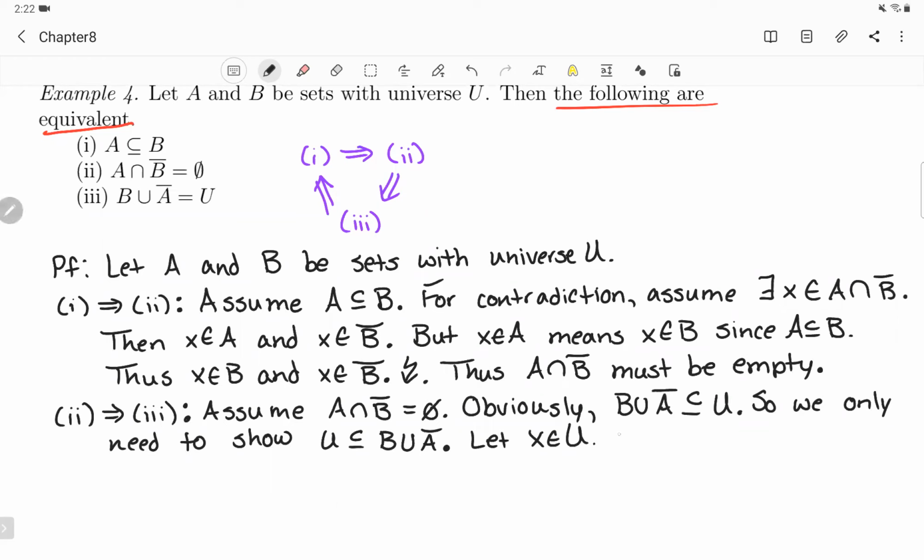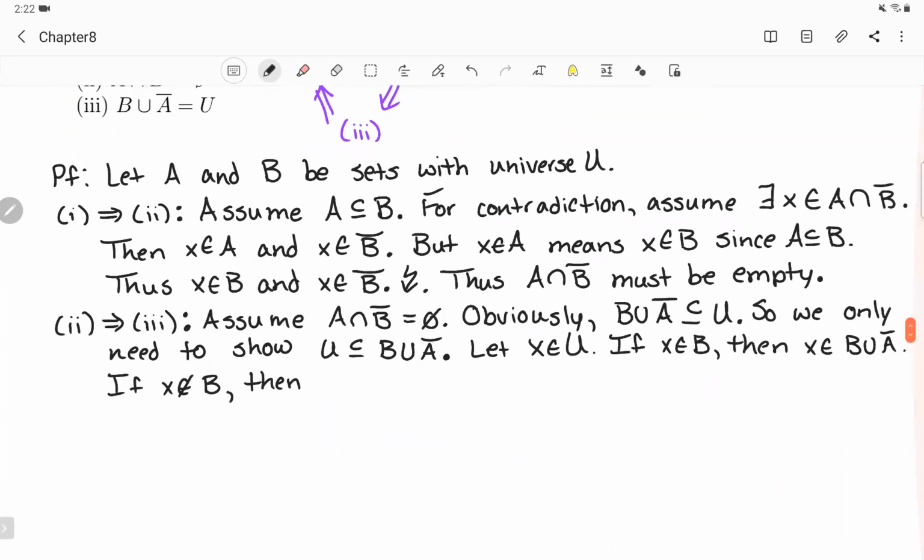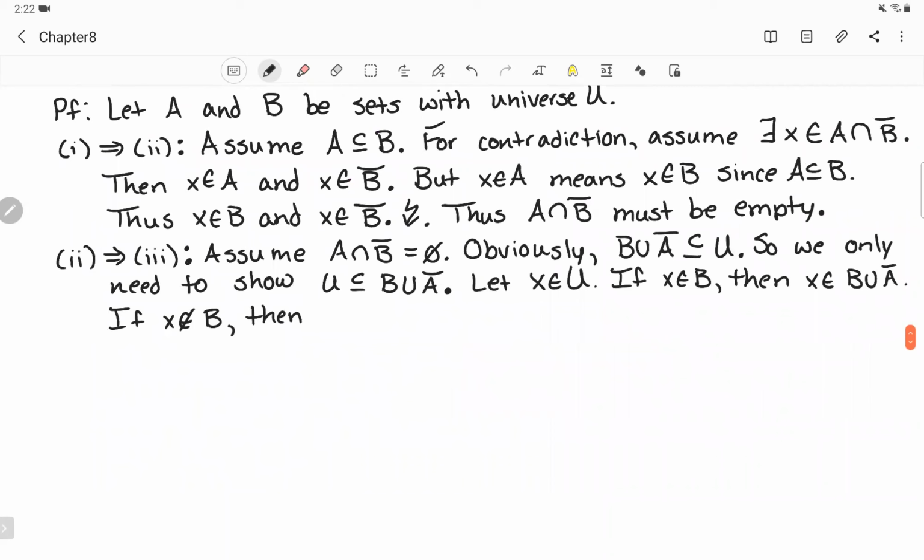So if X is an element of B, then X is an element of B union A complement. If X is not an element of B, well, it has to be in B complement, right? Then X is in B complement.